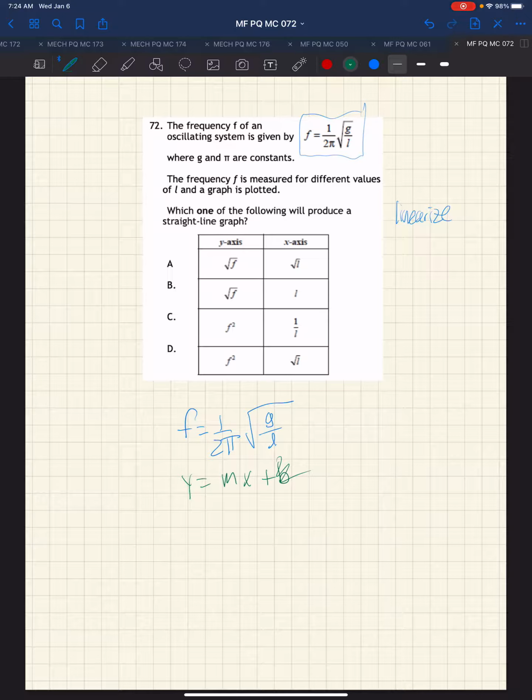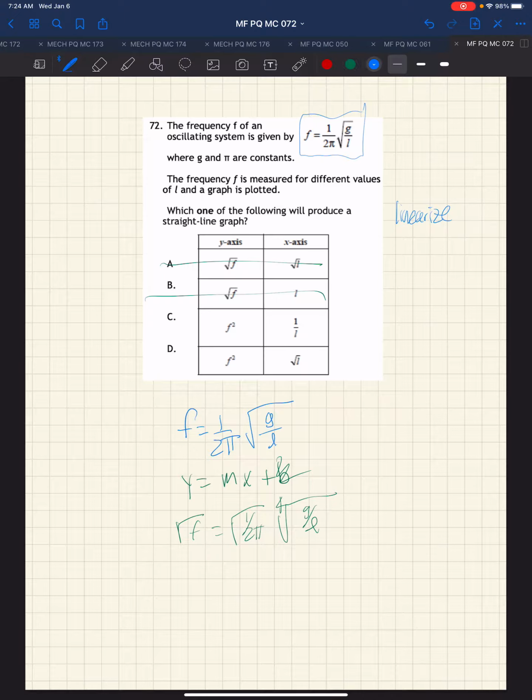And so now let's try, if we took the square root, to get the square root of f, we'd have to take the square root of both sides. So that would look like the square root of f equals the square root of 1 over 2 pi times the fourth root of g over L. And if we look there, we can see that none of those are the possible choices. So with y being square root of f, it just doesn't work out. The x does not look like those.